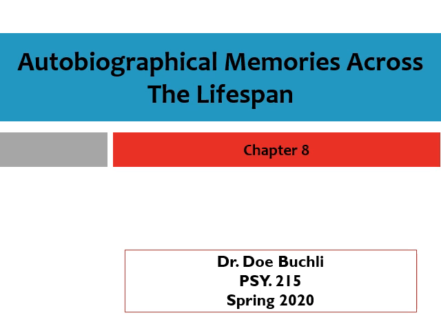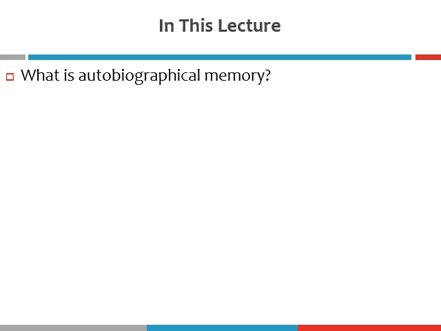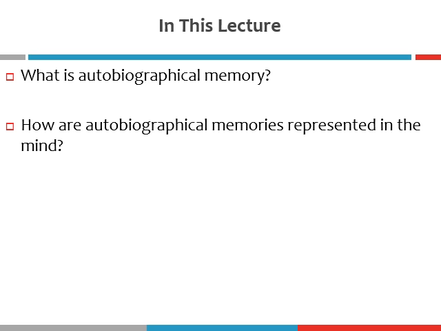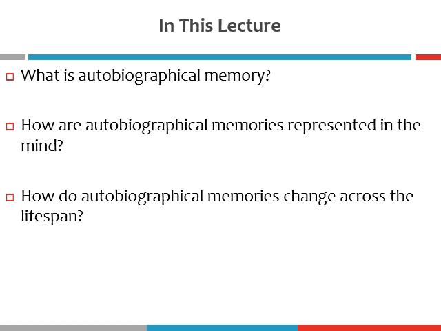Okay, so now let's go ahead and talk about what our agenda for this first lecture is going to be. In this lecture, I'm going to review some of what we talked about last time. I'm going to share with you a general definition and some examples of autobiographical memories. And then we're going to talk about how autobiographical memories are cognitively represented, right? So what is the nature of autobiographical memories? And lastly, we're going to talk about how autobiographical memories change across the lifespan.